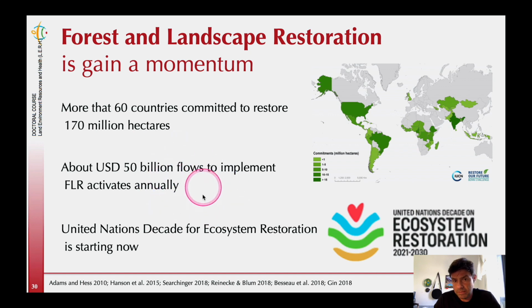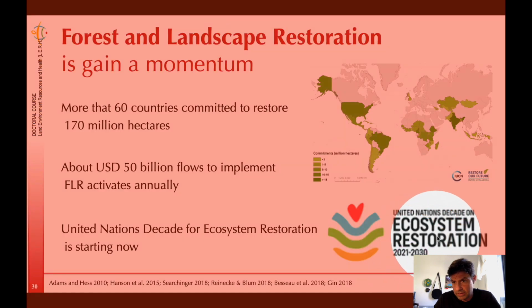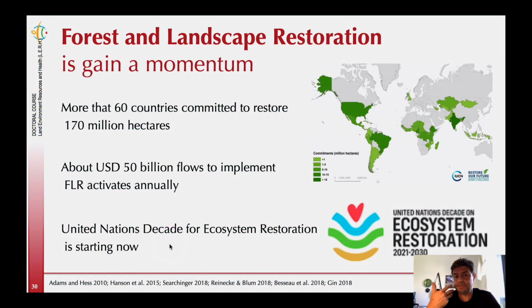A lot of money is coming to support, and now the expectation is that with the start of the United Nations Decade on Ecosystem Restoration, much more attention, money, and political will come to this agenda, to leverage it and to face many contemporary problems like climate change, loss of biodiversity, and so on. Those we already talked about.